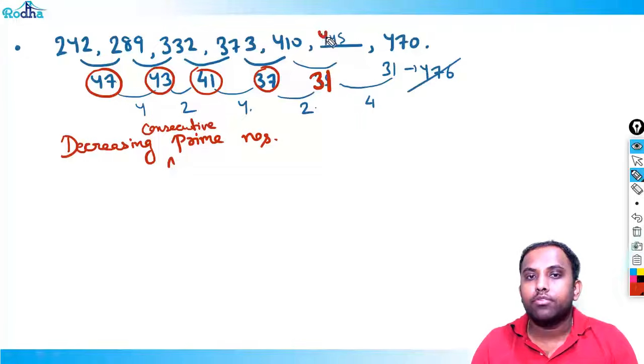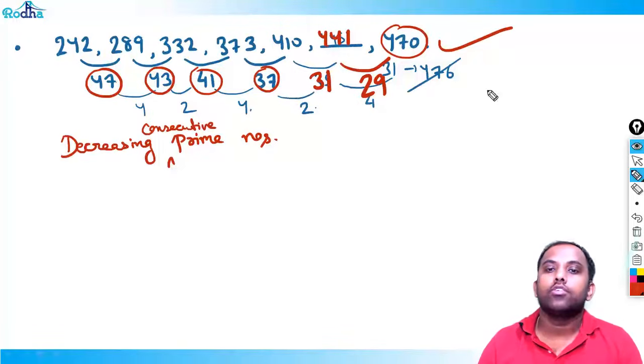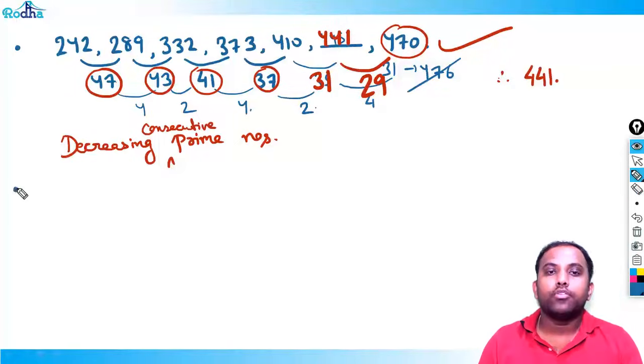410 plus 31 becomes 441. And after 31, what is the next prime number? 29. So 441 plus 29 becomes 470, correct. This is the logic, right? So what is the answer here? The answer is 441. I hope it is fine, right?